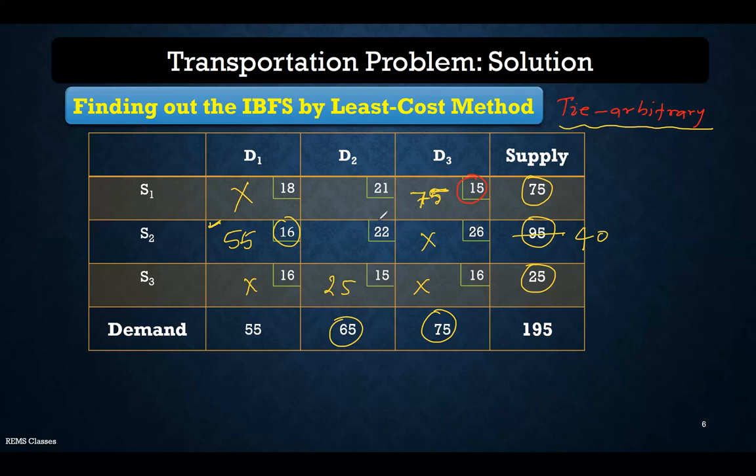Now we will again scan the remaining transportation costs. We have two transportation costs, 21 and 22. The minimum is 21, but we cannot supply any because there is no supply, so we will cross this. The next minimum transportation cost is 22, so we will allocate the remaining 40 units in this cell. So this particular column is also satisfied. In this way we are using the least cost method to allocate the supply and demand, and we find the initial basic feasible solution of the transportation problem.